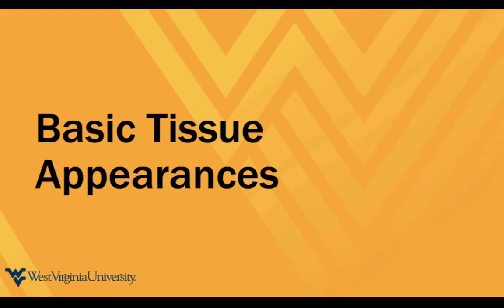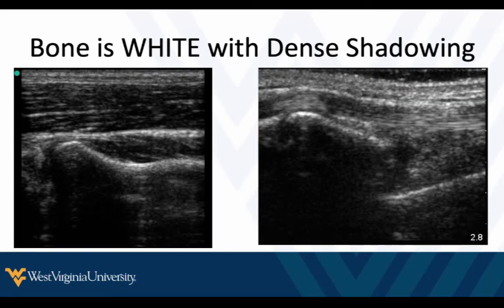All right, just a little intro into basic tissue appearances. We'll get into this in more depth when we get into certain applications and organ systems themselves, but a little bit about some of the tissues. Just generally, with bone, you can really only see the edges of bone. Bone is white. Here's the edge of the cortex. I think this is a distal radius. Then you mostly get shadowing and some reverberation artifact behind the bone. So you just see the edge. It's white, usually with a dense, dark shadow.